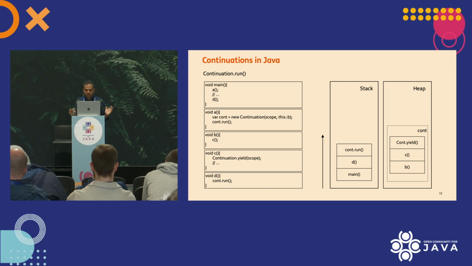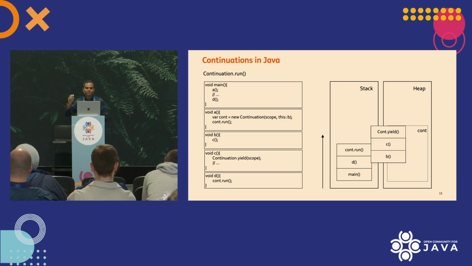Again, so far so good, everything is fine. But this is the point where the control should get transferred to the point where it was paused, right? So how does that happen? Well, the stack frames which were saved in the continuation object are moved back to the stack.